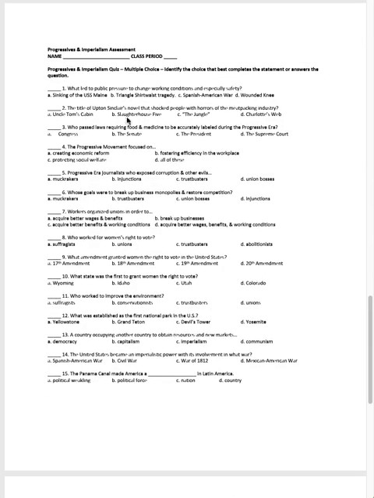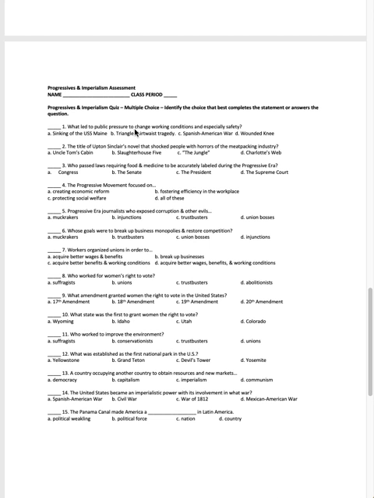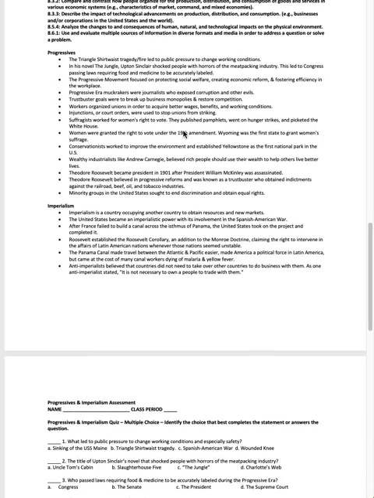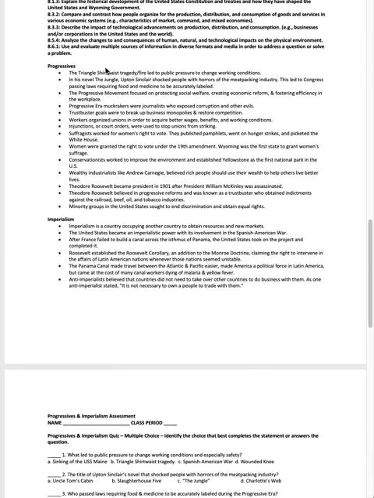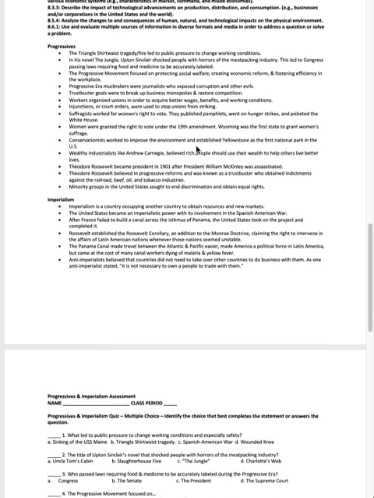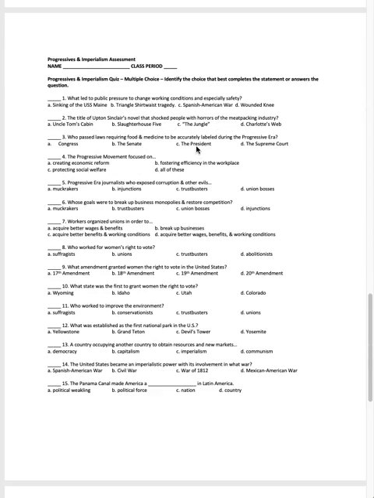So for instance, let's do a couple of the questions. The first question asks, what led to public pressure to change working conditions and especially safety? And these are our choices. So public pressure to change working conditions. If I go back here to the notes and I look at this first item, it says the Triangle Shirtwaist Tragedy or fire led to public pressure to change working conditions. So number 1 would be B.